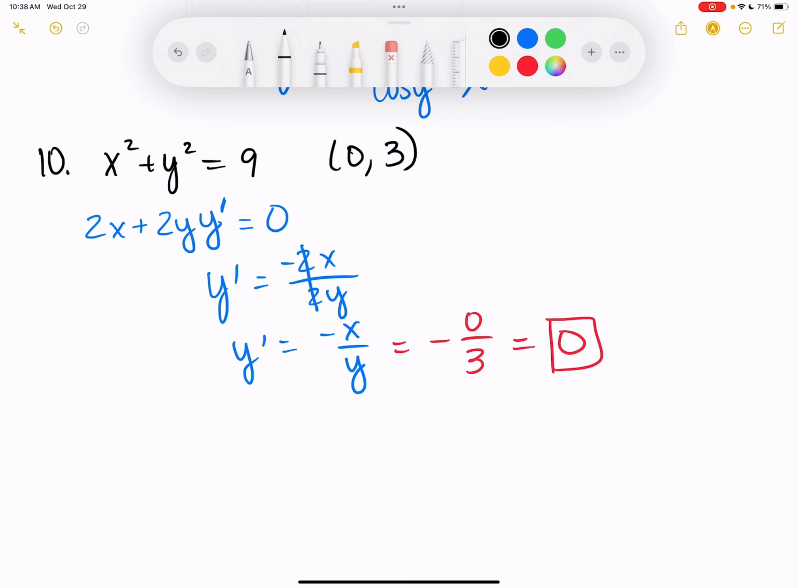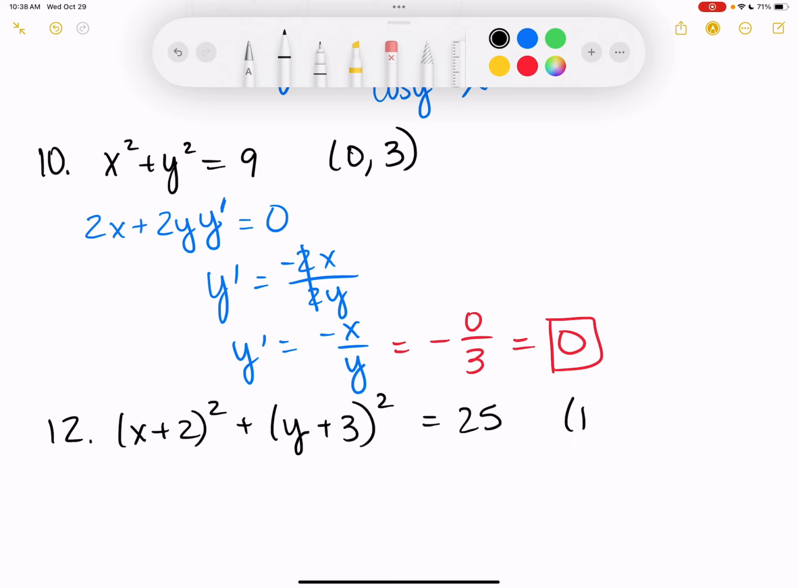Number 12. (x + 2)² + (y + 3)² = 25. So we've got the point (1, -7). I guess they're all about the circles in this section.